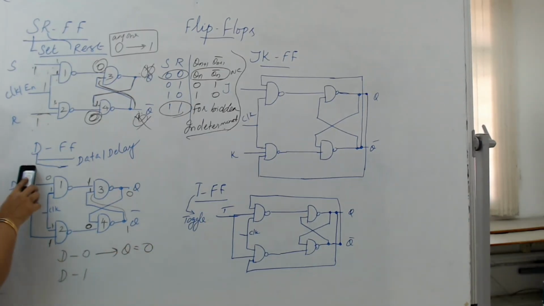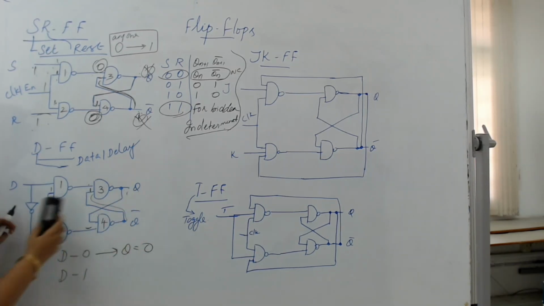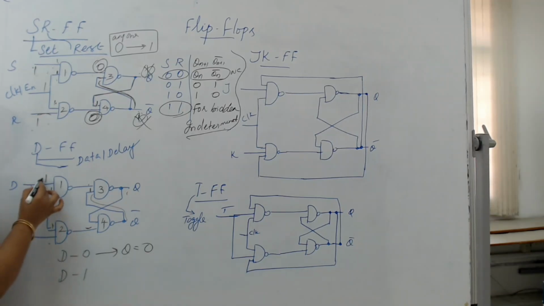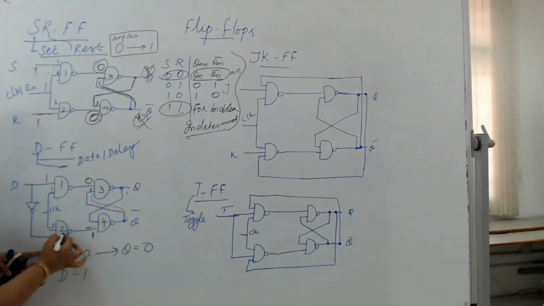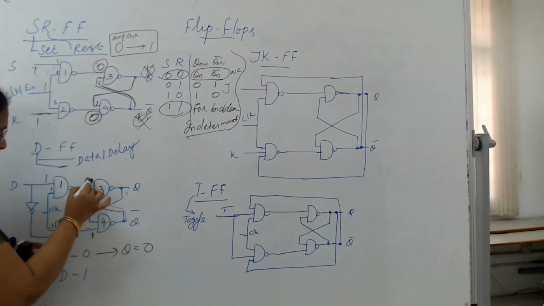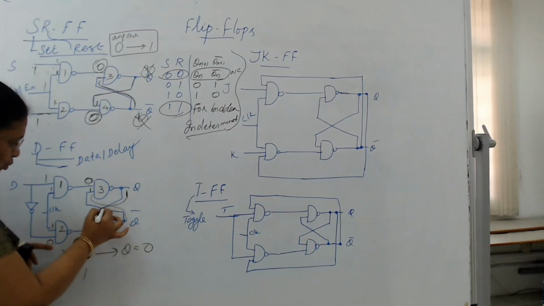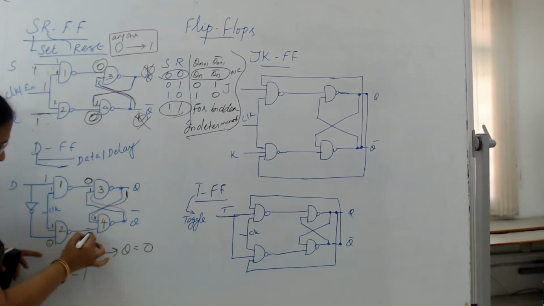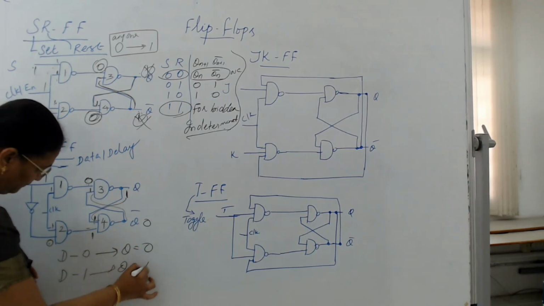Now if D is 1, just the opposite. Here it is 1, so through the inverter it will become 0. Here it is 1, 1, so 0. Here it is 0, so it is 1. The second NAND gate output is 1. The first NAND gate output is 0 here. Since one of the inputs for the third NAND gate is 0, the output is pulled to 1 here. This 1 will be moved on to the input of this NAND gate. Here it is 1, 1, so the output will become 0. So it is maintaining the output as Q is equal to 1.